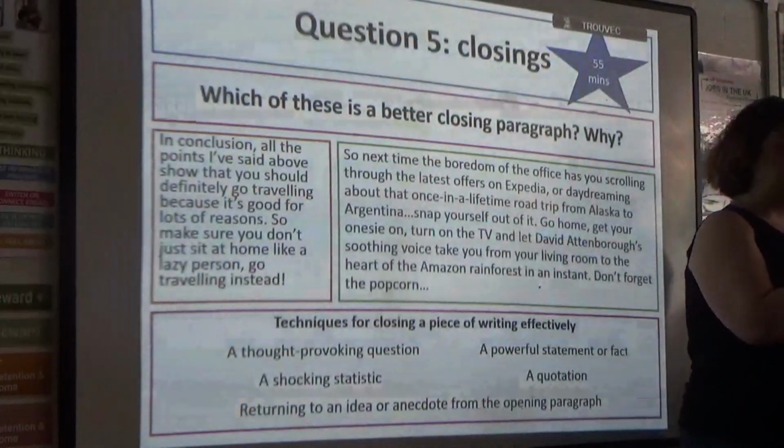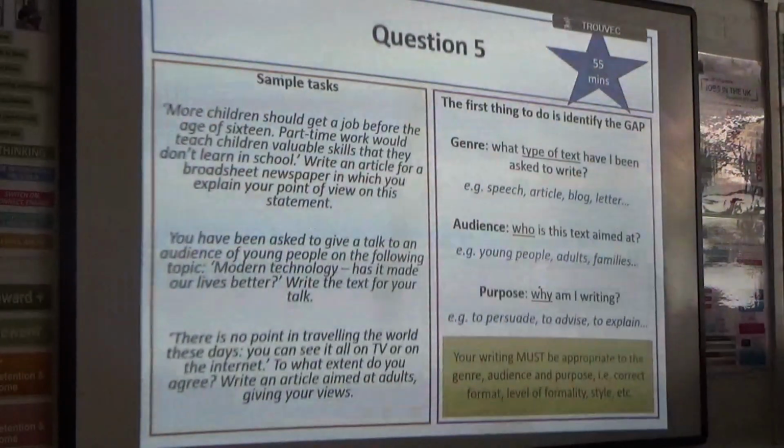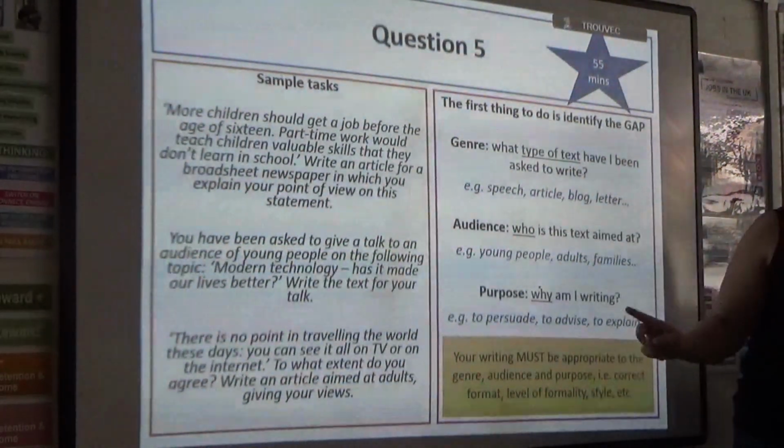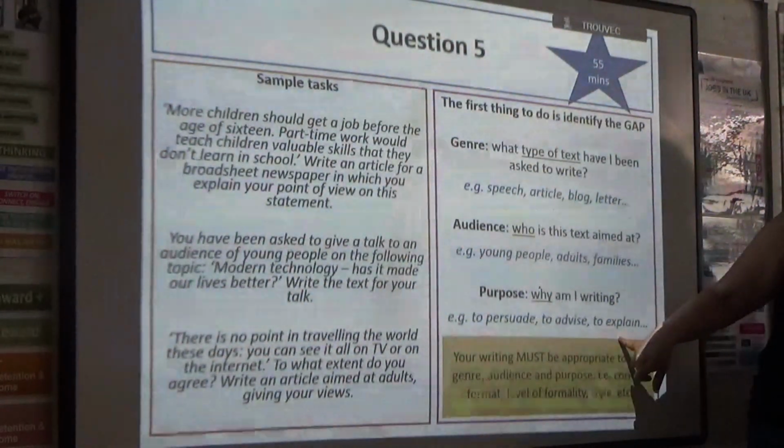Are there any questions? Right. So you should all have this PowerPoint, and what I would like you to do is start with this slide. Pick your task and then identify your gap. Off you go.